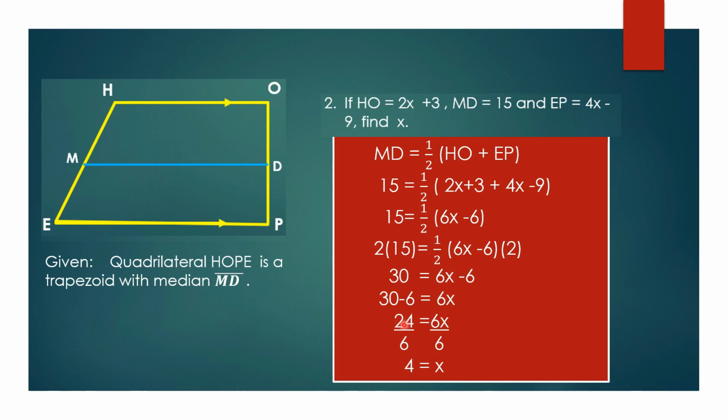Then we apply the addition property of equality. So we have 30 minus 6 equals 6x. Then divide both sides by 6 to solve for x. So we have 24 divided by 6 equals 6x divided by 6. The result is x equals 4.